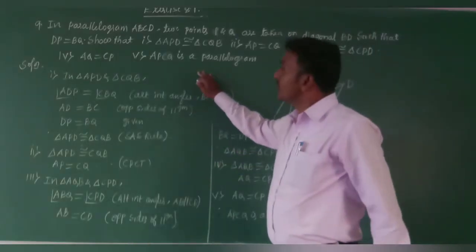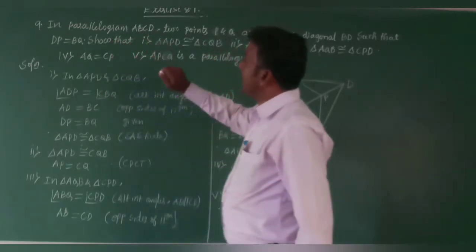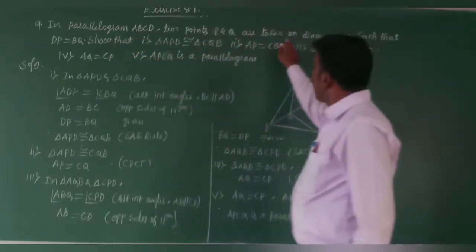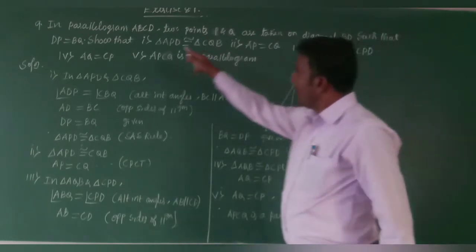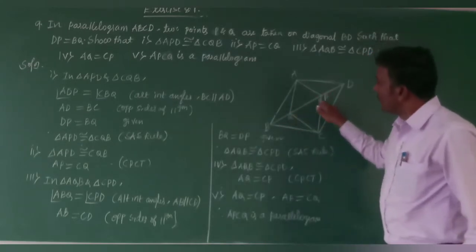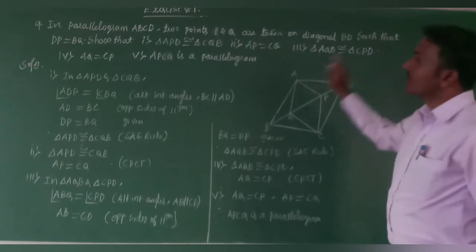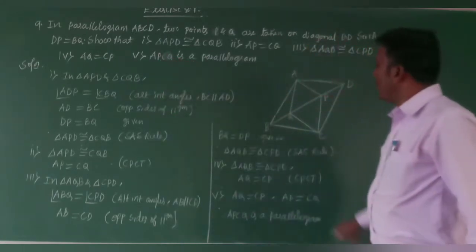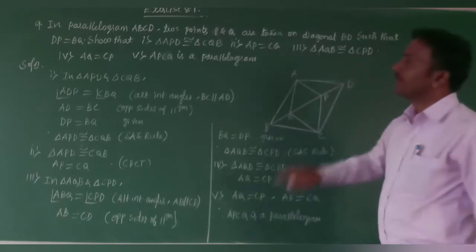Now I discuss exercise 8.1, question number 9. In parallelogram ABCD, two points P and Q are taken on diagonal BD such that DP is equal to PQ. These two lengths are the same.